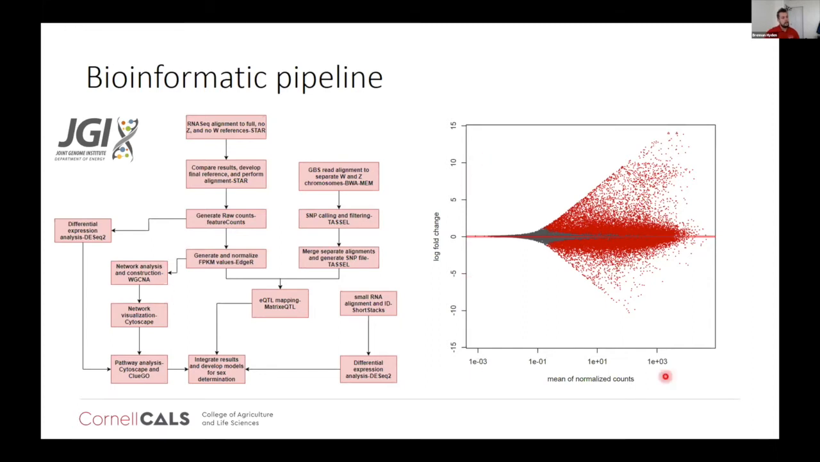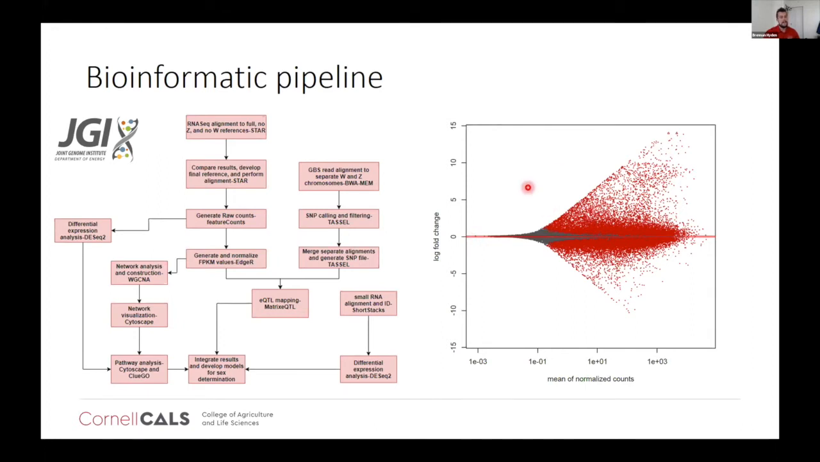So this is an MA plot. The x-axis is the total overall expression of the genes, and the y-axis is the log2 male to female fold change. So positive values are more male differentially expressed and negative values are more female differentially expressed. And every red dot is a significant gene.